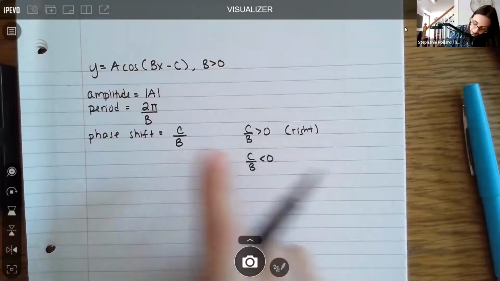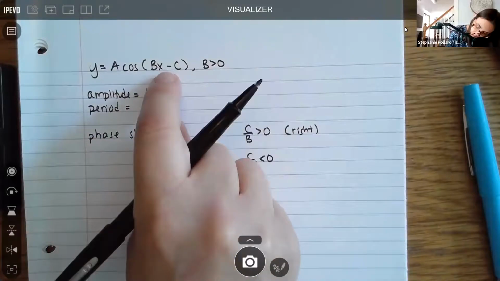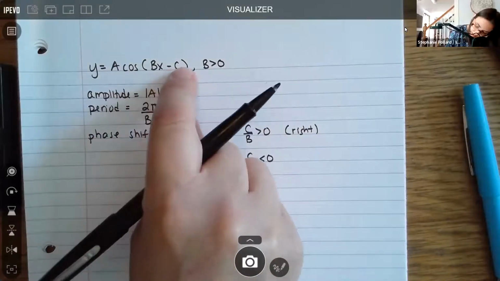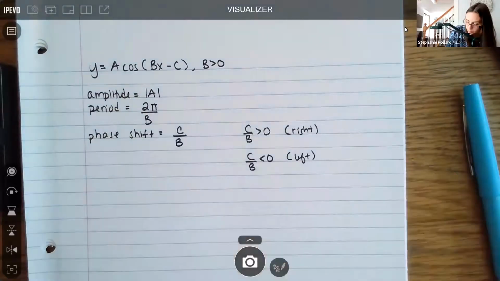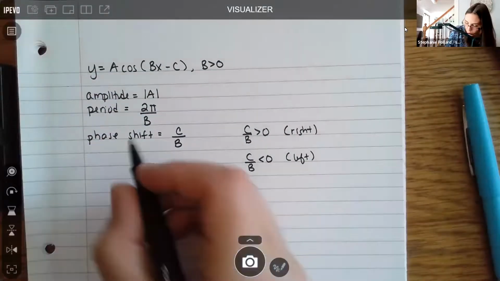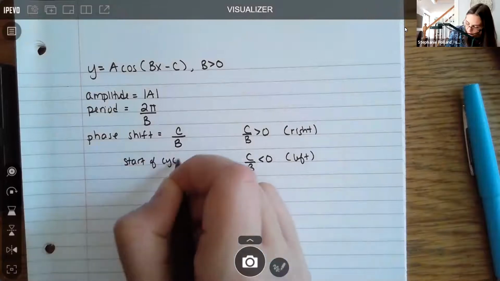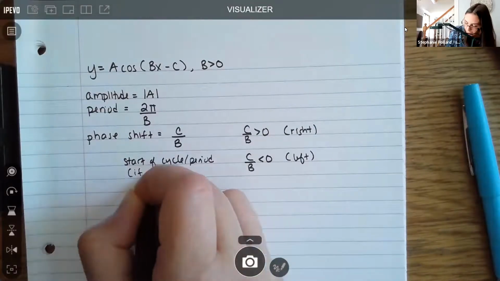So our amplitude is the value out front. So it's the absolute value of 1/2, which is just 1/2. So again, what's going to happen here is your maximum y value is going to be 1/2. And your minimum y value is going to be negative 1/2.